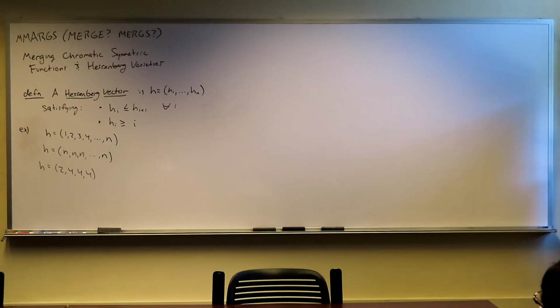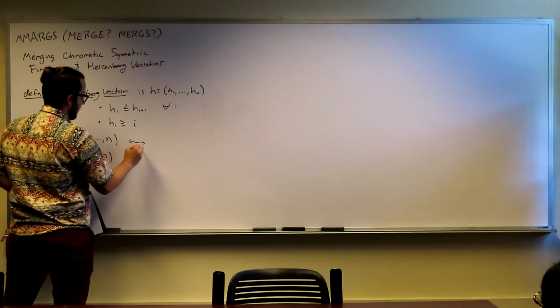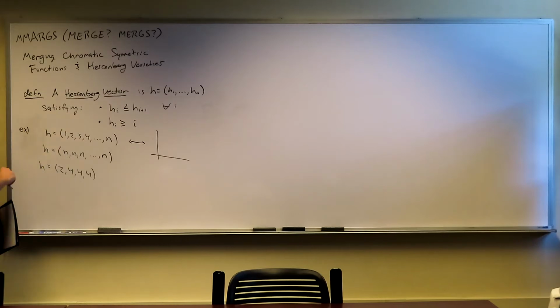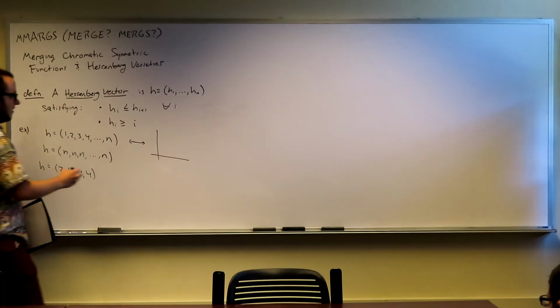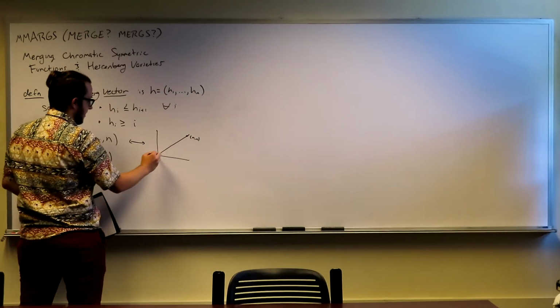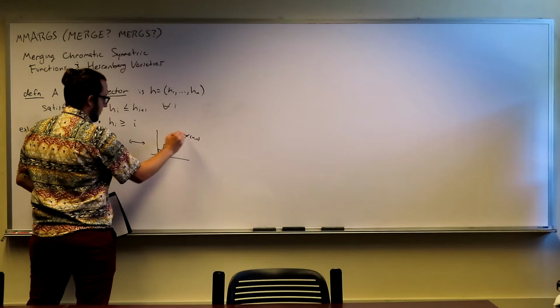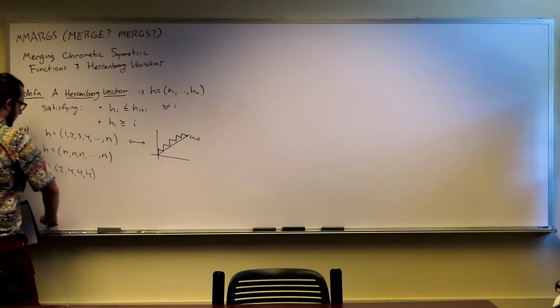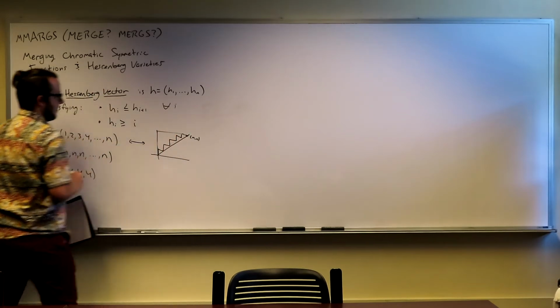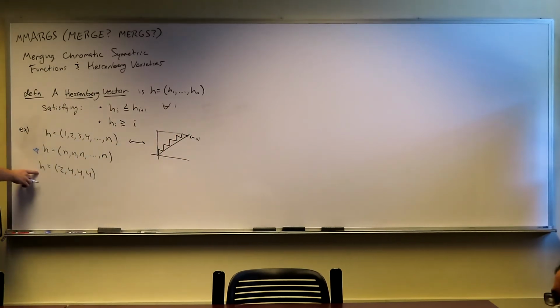There's a combinatorial bijection between these and Dyck paths, where the entry h of i tells you the height of the ith step of your path. A Dyck path is a path from (0,0) to (n,n) that stays weakly above the diagonal. So our first path might look like that. Our second path is going to go all the way up, all the way over. And you can see how any Hessenberg vector is going to give us some path that stays above the diagonal.